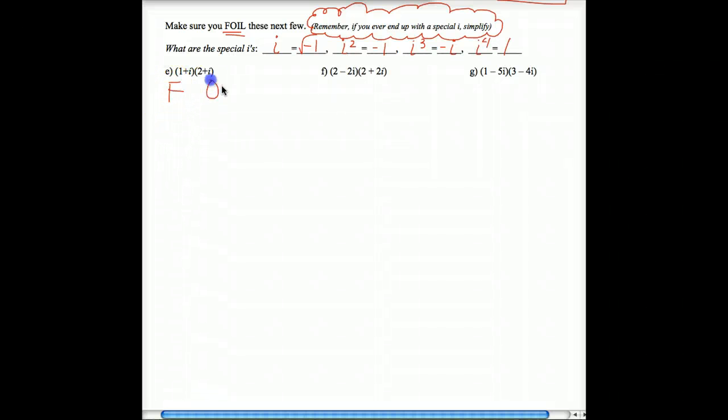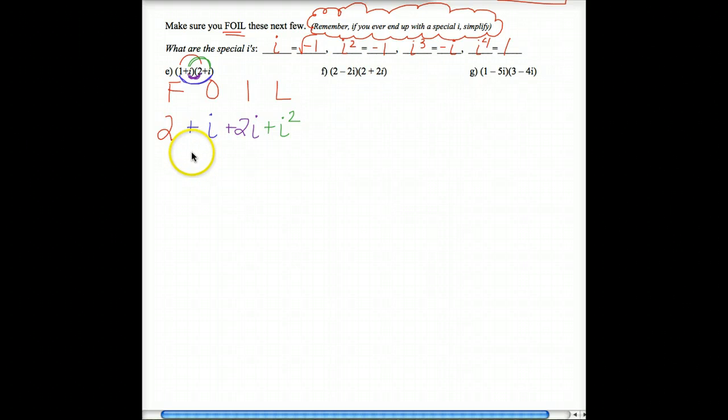So first, outside, inside, lasts. So F for firsts, first terms, 1 times 2 is 2. Outside terms, 1 times i is i. Inside terms, so these ones right here, i times 2 is 2i. And then L for lasts, last two terms multiplied, i times i is i squared. So you can see I color-coded my FOIL. Now I need to combine like terms and simplify special i's.